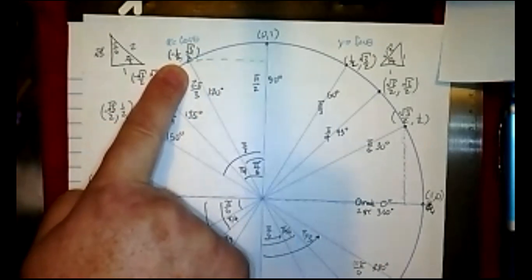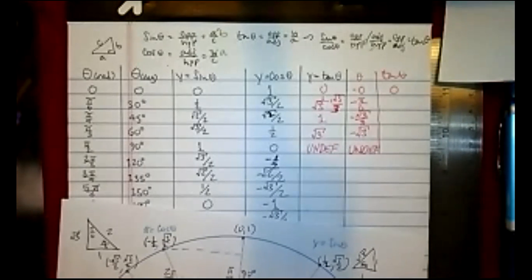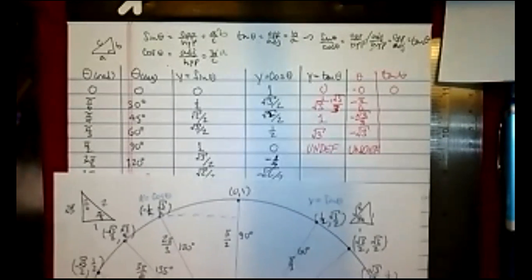Root 3 over 2 divided by negative 1/2 is the same thing as negative root 3 over 2 times 2, which is just negative root 3, which I think you can see is just like what we got for 60 degrees. And then you can see that again.